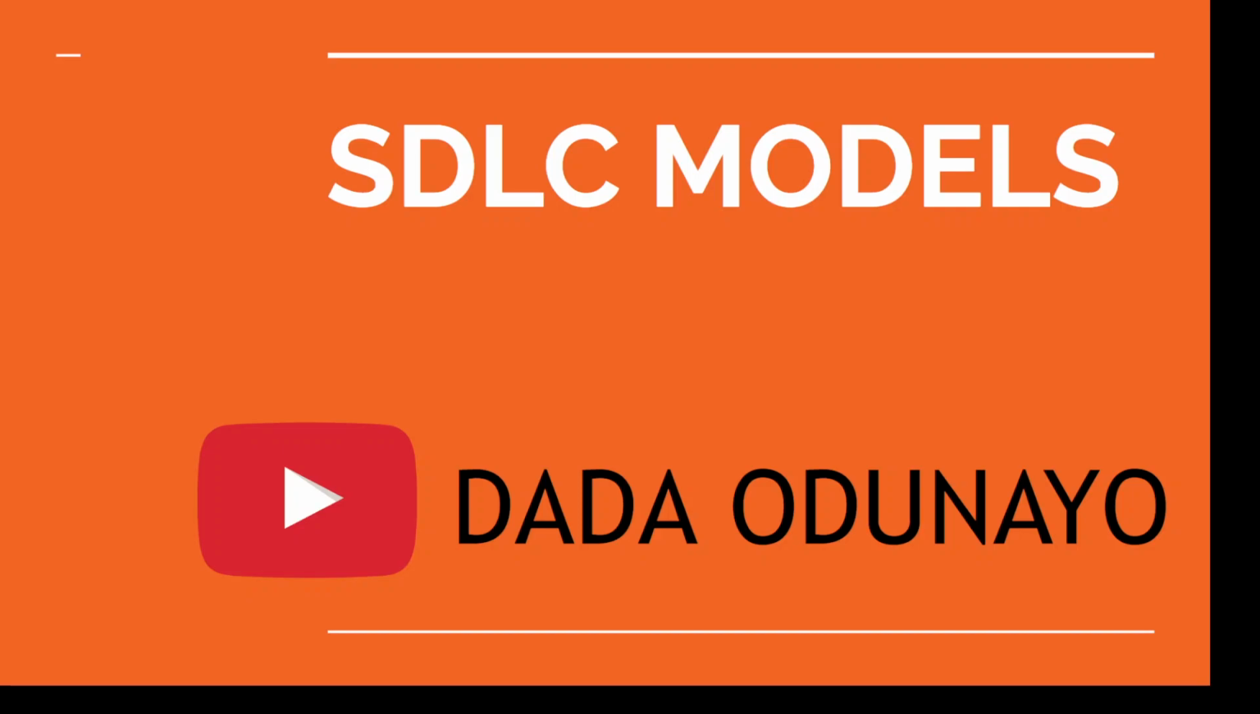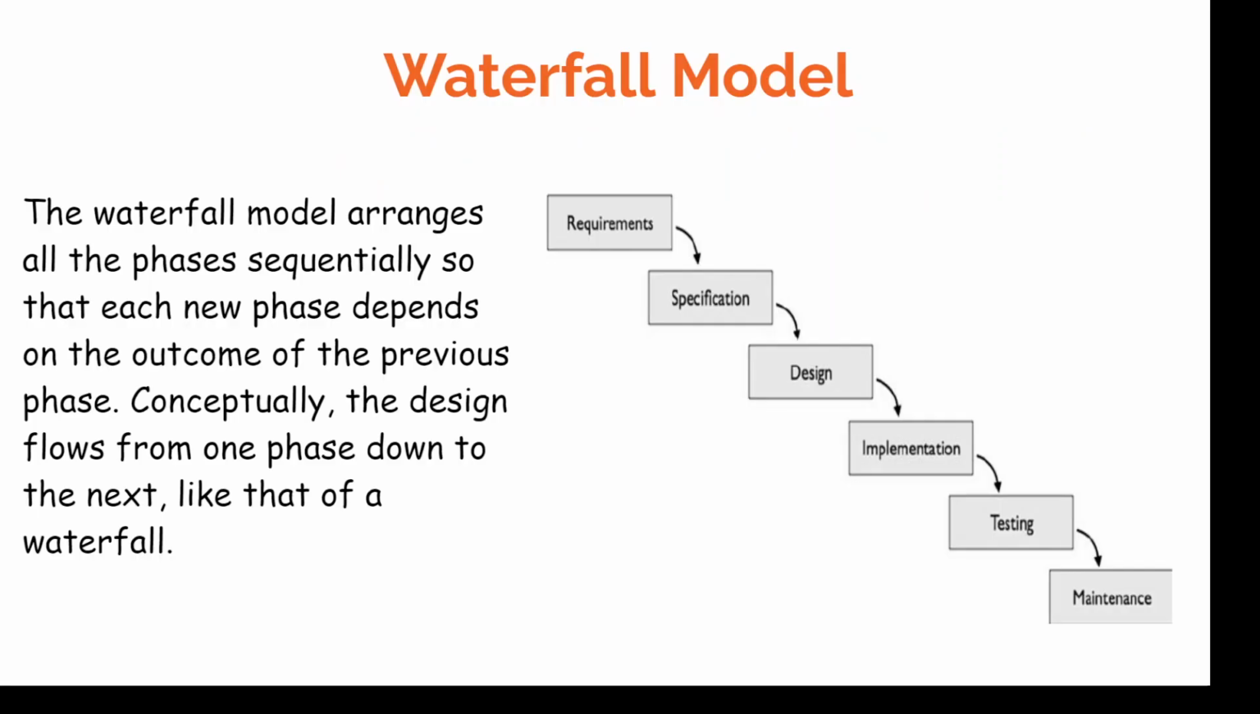Okay, so today we'll be talking about the software development lifecycle models. So first, talking about the waterfall model. This is a model that takes a linear approach in which one phase is completed before you move to the next stage, and you just travel phase by phase down to the end of the project.